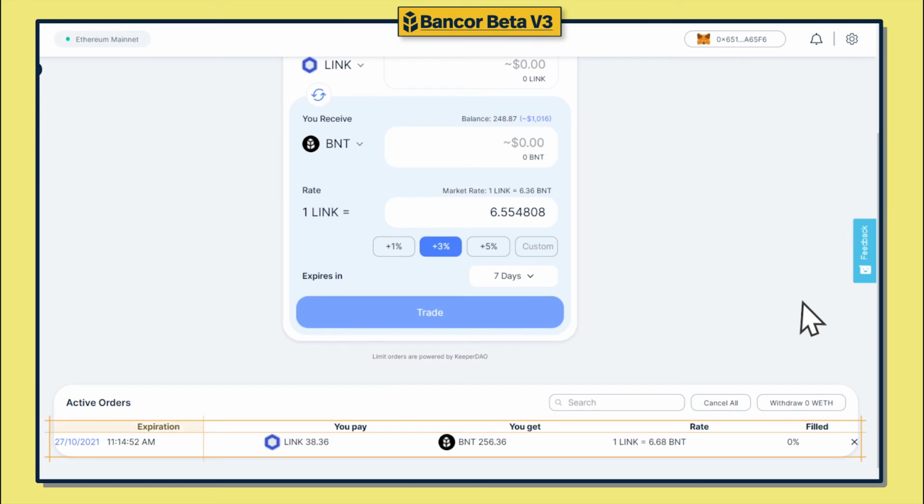You can see how long it is still active, which tokens you want to swap, at what price, and you can see whether your order is already filled or not. Notice that it's also possible that your order can be only partially filled. That's why I've set the 7 days limit so that enough buyers can pick up my order.